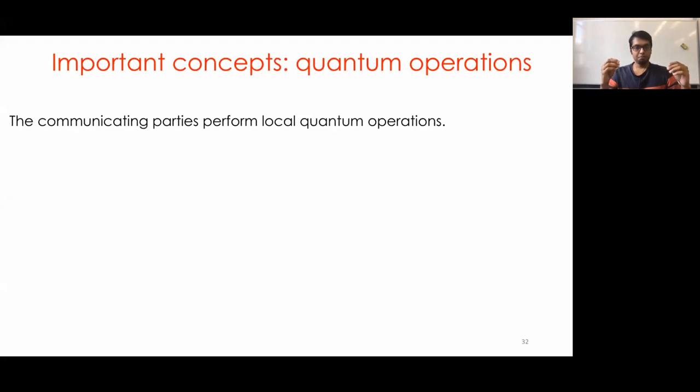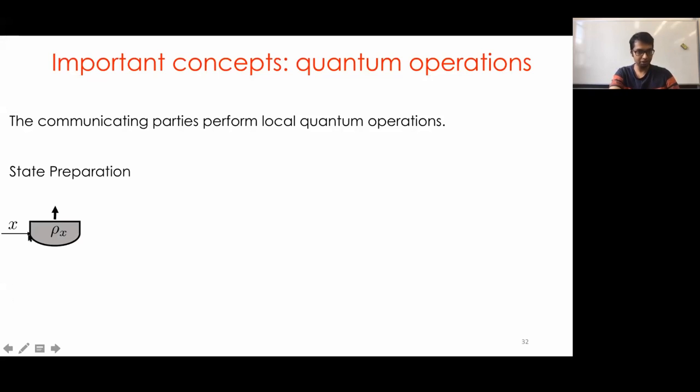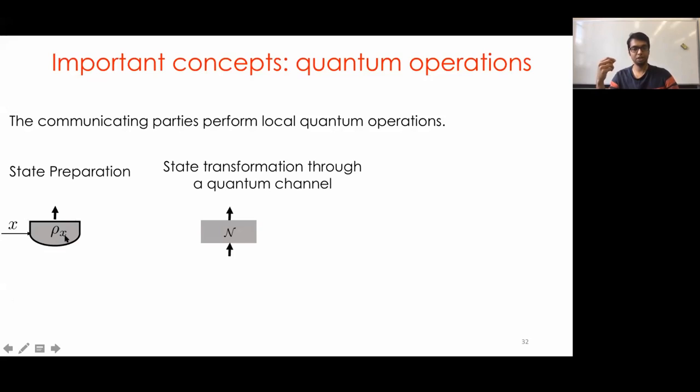Before moving on to the classical communication, it is important to introduce some basic notations that I'll be using in my slides in future. So let's start with local operations. There are three possible local operations. One is state preparation, where the party receives some classical bit X and encodes it in the quantum state rho X. Then it is possible to have transformation through a quantum channel.